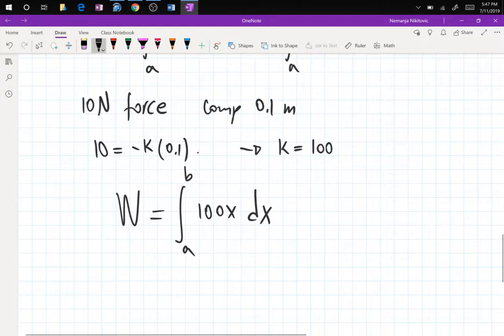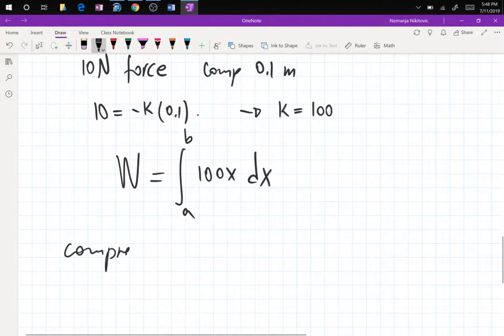The type of the spring, whether it's a pen spring or the car shock absorber spring, is all coded in this 100 right here. So the type of the spring is in here. What A and B are doing is just telling us if we are stretching or shrinking, and how much. That's all it does. So how much work is needed to compress the spring 0.5 meters from the original.